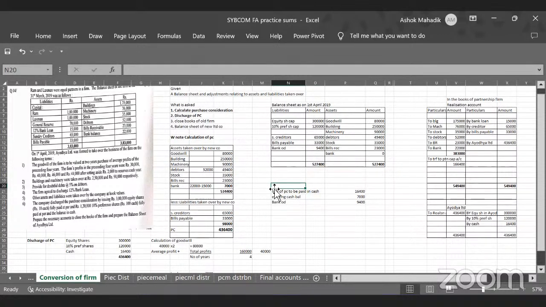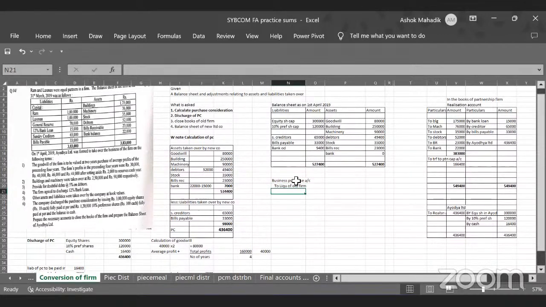Well, students, we need to pass 3 journal entries. I'll just move this up on the side. Now, first journal entry will be that we are going to buy new business. Business from whom? The liquidator of old firm. So first entry will always be business purchase account debit, to liquidator of old firm.